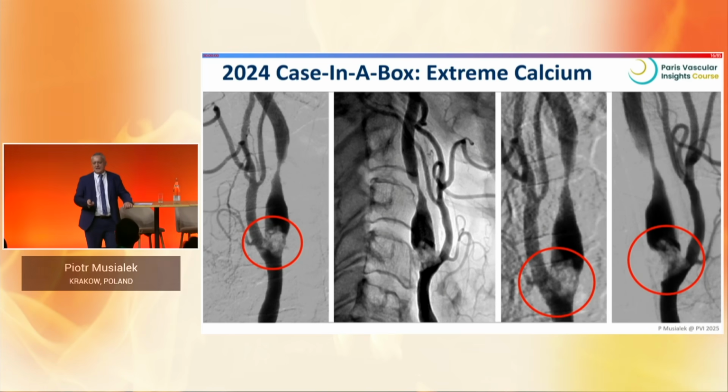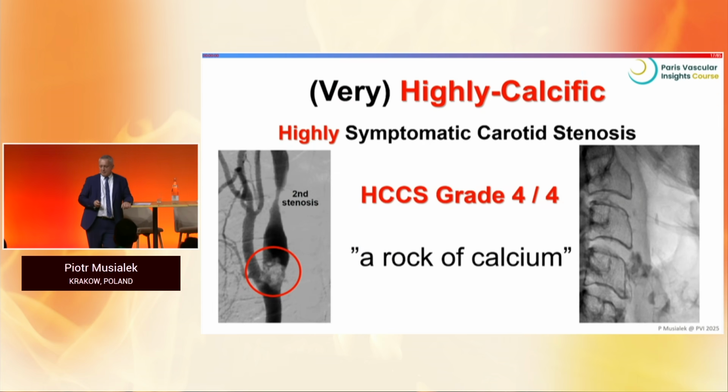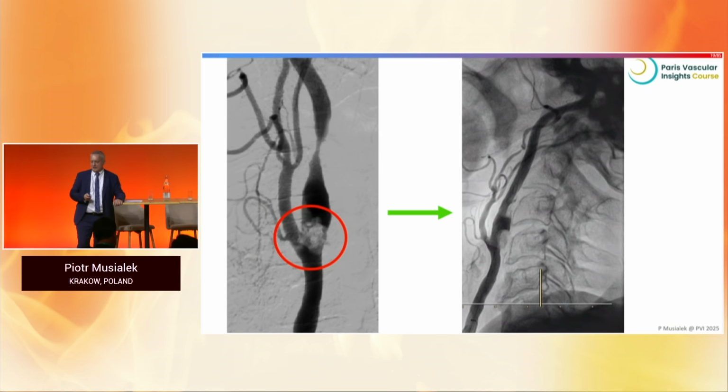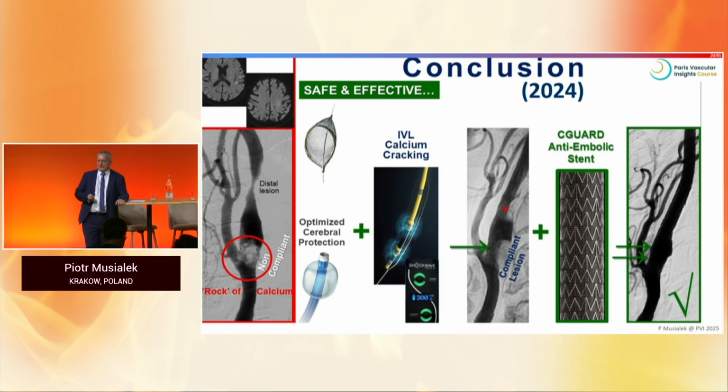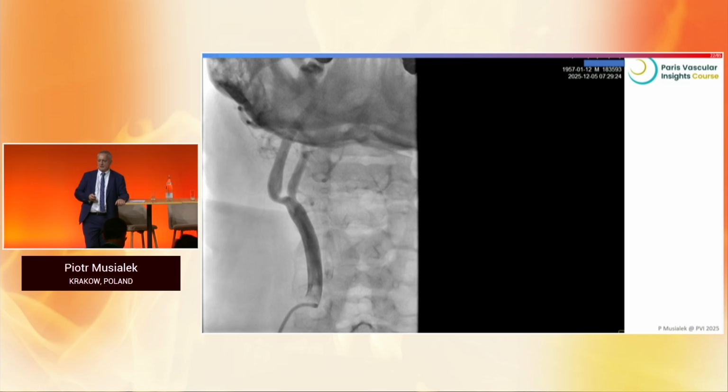So this is the case in a box from last year. You remember that case, and this is not what we'll be discussing today. This is extreme calcium. Of course, there's no question here, this requires lesion preparation. You remember we prepared with IVL, we crushed the calcium, converted a non-compliant lesion into a compliant lesion. You can see on your right, the same lesion now compliant. We could stent, we could optimize with post-dilations, we could check with IVUS, and this was an optimal result.